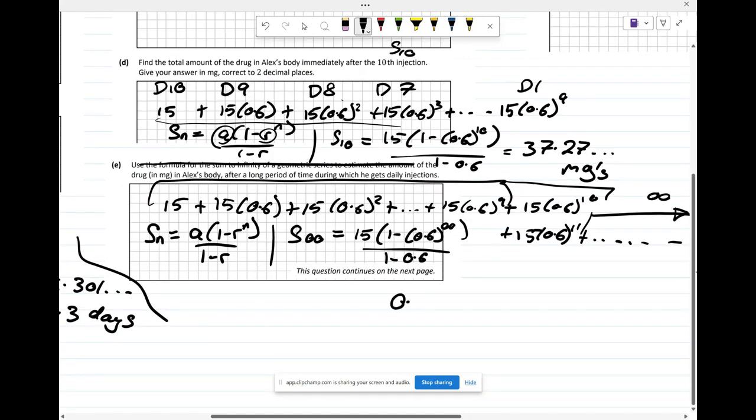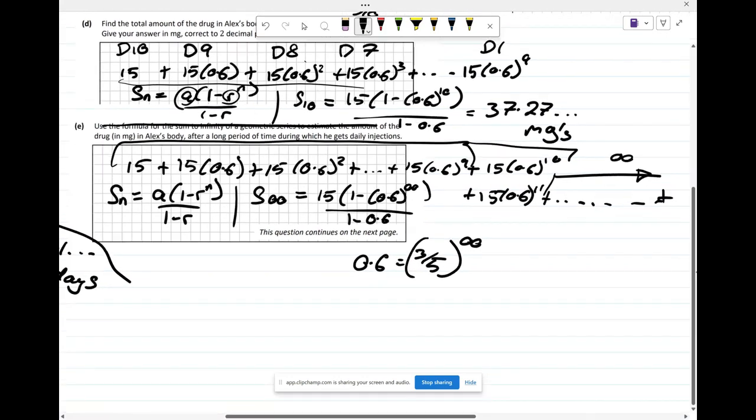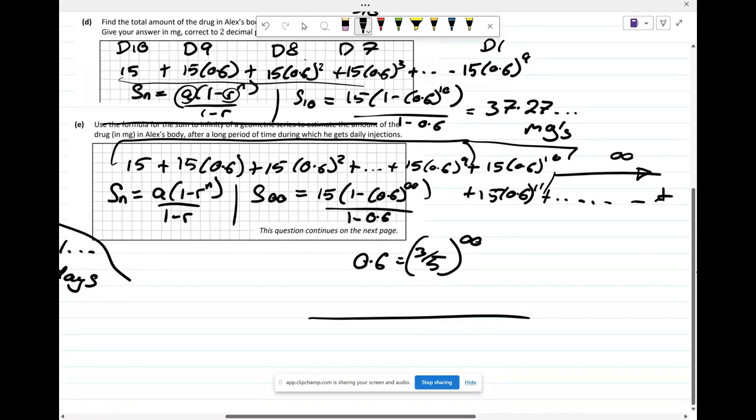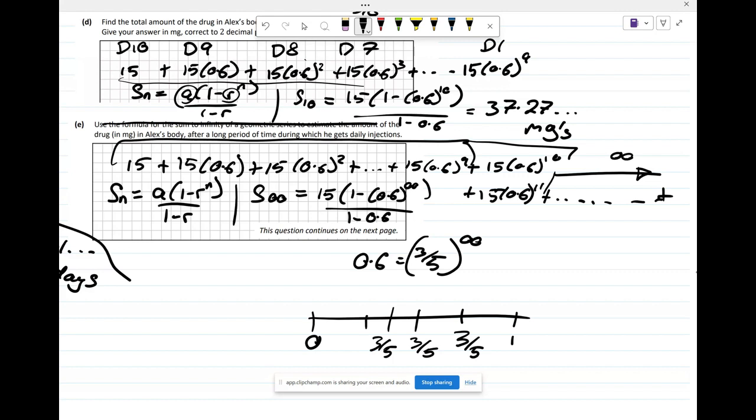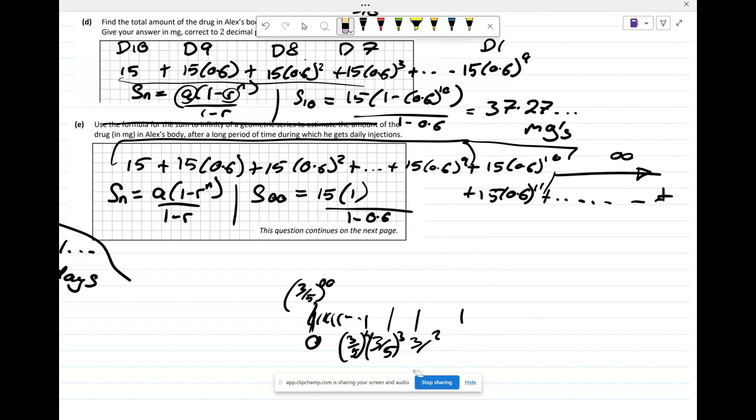Okay, so 0.6, another way of writing that is 3/5. And if we do that to the power of infinity, you can see that this is going to get smaller and smaller and smaller. Do you remember if this was 0 and this was 1? If we have 3/5 and then we multiply it by 3/5 again, and then by 3/5 again, so this would be 3/5 squared, cubed, 3/5 to the 4, we get closer and closer to 0. So eventually in here would be 3/5 to the power of infinity, and we just call that 0. So that means up here, all this would go to 0. We just get 15 times 1 over 1 minus 0.6.